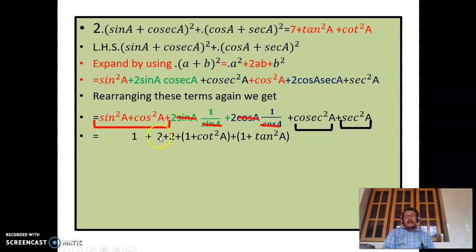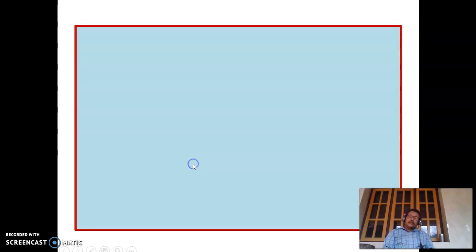So now adding, rearranging again: 1 plus 2 plus 2 plus 1 plus 1. Cot squared A remains here, and tan squared A remains here. So therefore you will get 7 plus cot squared A plus tan squared A, which is the RHS.